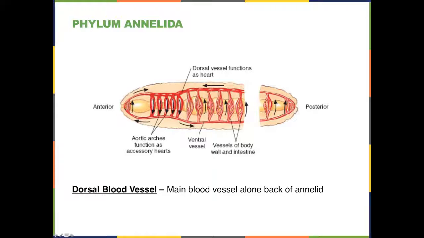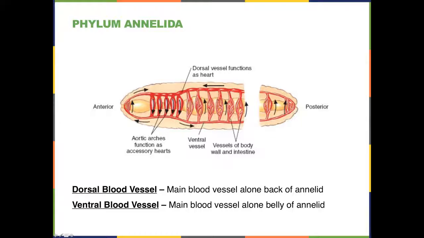Notice that the anterior of the worm is here, the posterior of the worm is here. The dorsal blood vessel is toward the upper part, or toward the surface of the dirt, and then the ventral blood vessel is toward the ground itself. And these flow along the back of the earthworm. The ventral blood vessel flows along its belly. The dorsal blood vessel flows along its back.